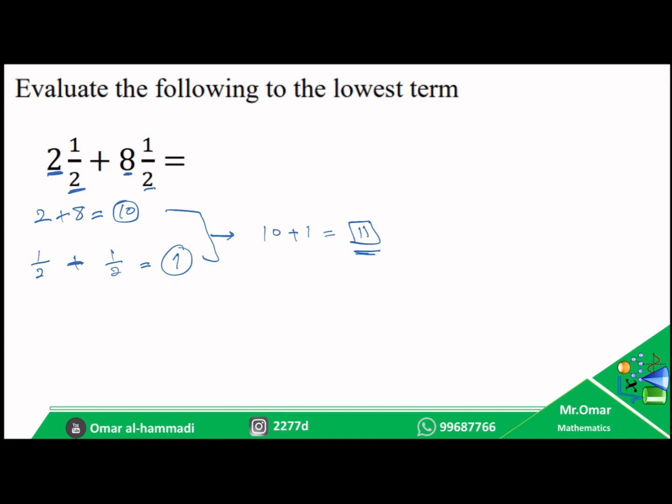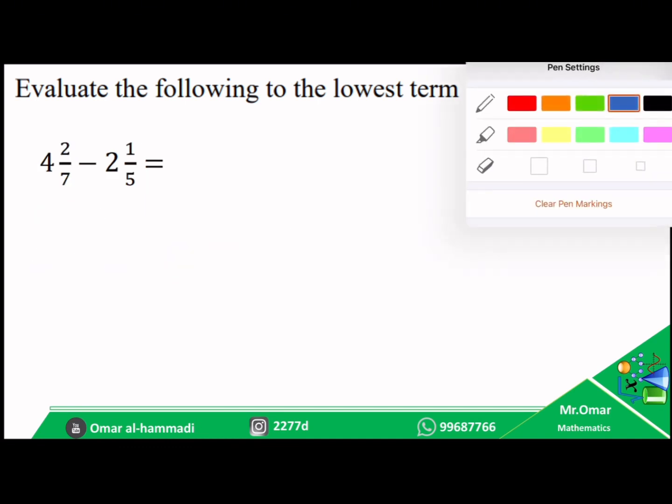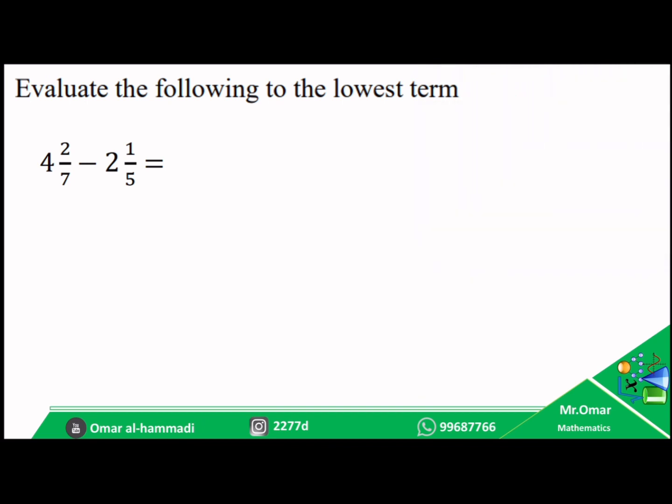Okay. Now, if we have subtraction, how can we do it? We cannot do it like what we did in the addition. We cannot do 4 minus 2 and like this. No. First of all, we have to change them. We must first change the mixed number to an improper fraction, back to its original form, by the following method.